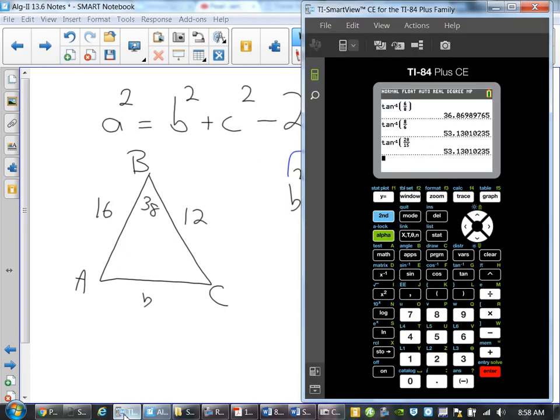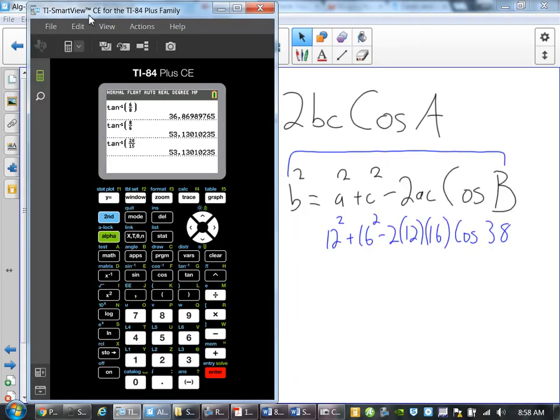When you press buttons on this, remember, make sure you're in degree mode. 12 squared plus 16 squared minus 2 parentheses 12 parentheses 16 cosine 38. I'm typing it in exactly the way I wrote it down. I hit enter. That number equals what? B squared. How do you solve for B? Second, square root of my answer. Boom. There's B: 9.87, going to 2 decimal places. Are we okay with that? Sure.